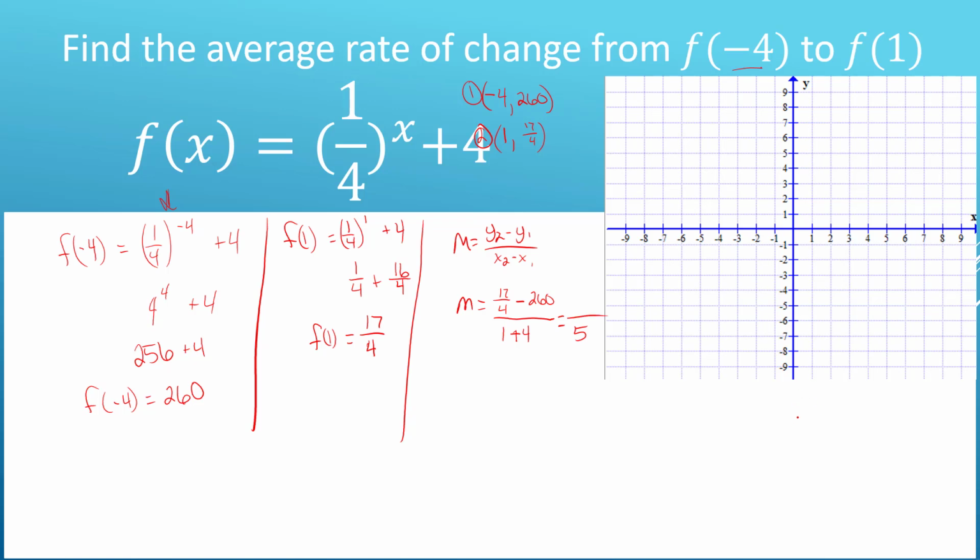The numerator, however, is not quite so pretty. So let's clean that up. 17/4 minus, we need to multiply 260 by 4 so that we can determine what our numerator is when we have a common denominator. 1040. And so we want to combine 17/4 minus 1040. And we get negative 1023.